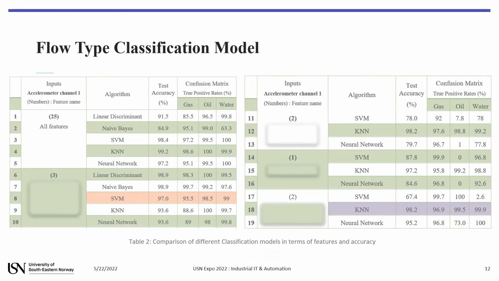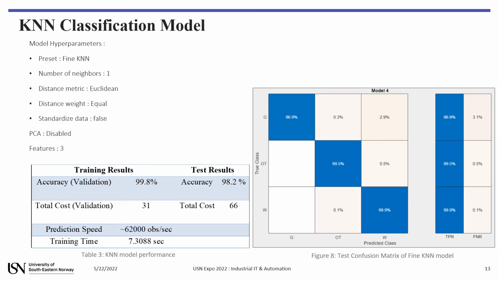The table here shows the performance of different classification models which were trained, the different types of inputs which were given to those models, and the corresponding accuracies of those models. One of the classification model details: here the input is three features of accelerometer channel 1.